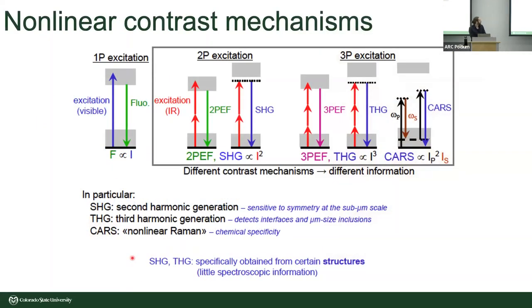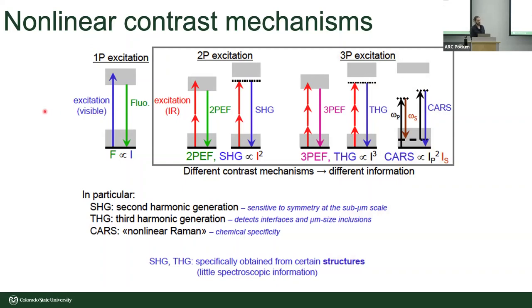So many of you who have used imaging in the past will probably be familiar with this, or if you've done spectroscopy, you'll be familiar with a diagram like this. And I bring it in only to differentiate the difference between one photon excitation and multiple photon excitation. So in a sense, multiphoton excitation is exactly what it says on the tin.